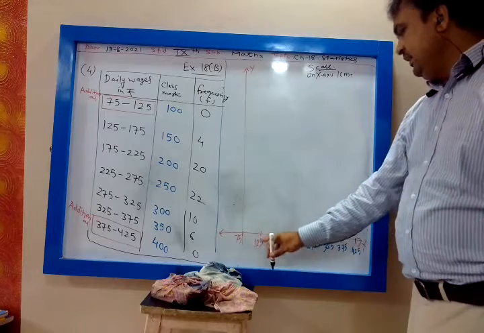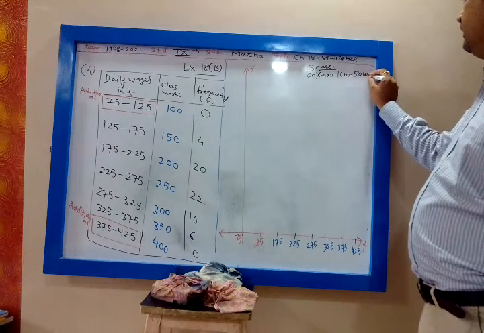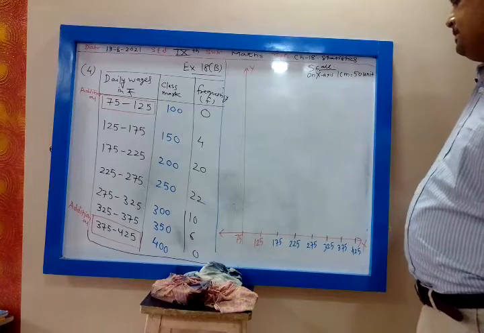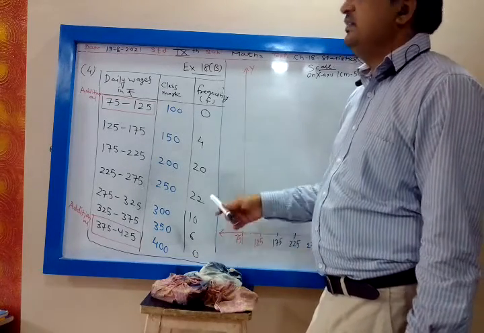1 centimeter is equal to 50 units. In place of 0 you write 75.